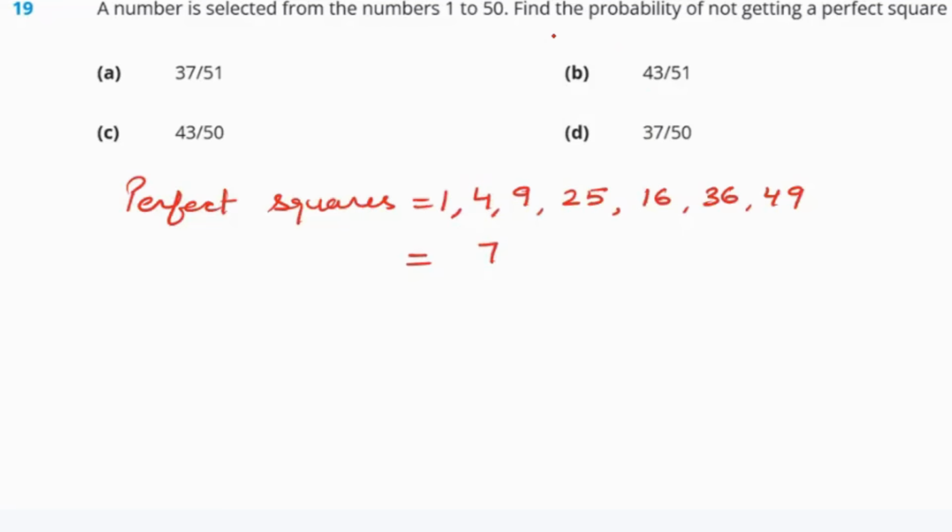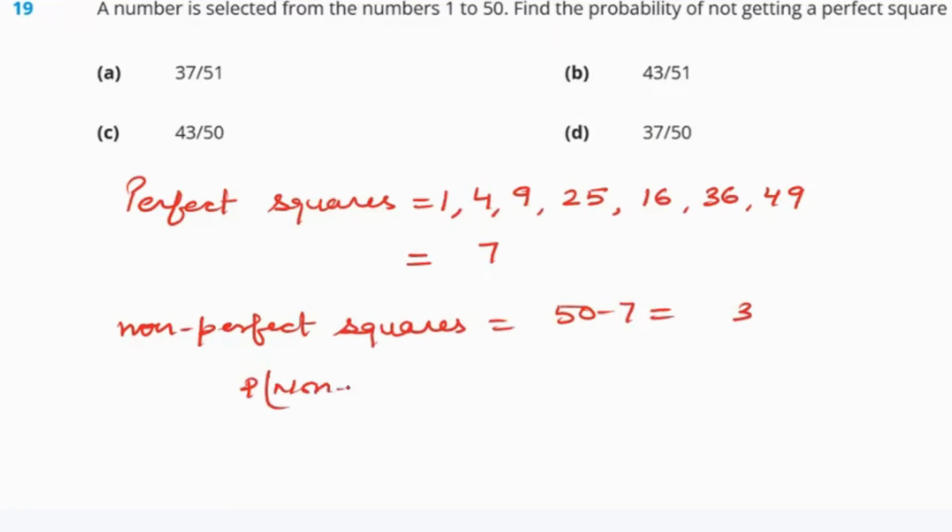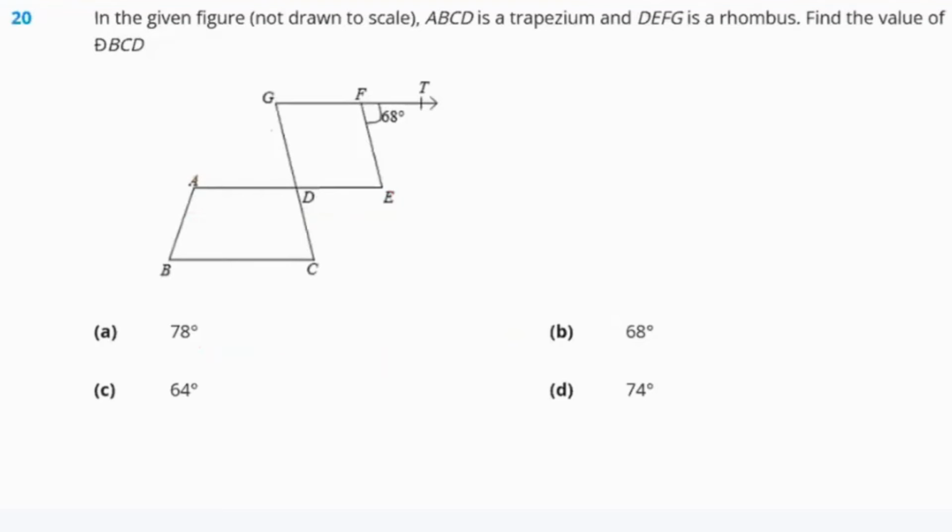Now the question is asking to find the probability of not getting a perfect square. So how many non-perfect square numbers will be there? If perfect square numbers are 7, then non-perfect square numbers will be 50 minus 7, which is 43. So the probability of getting a non-perfect square number has to be 43 by 50, which is our option number C. Got it?